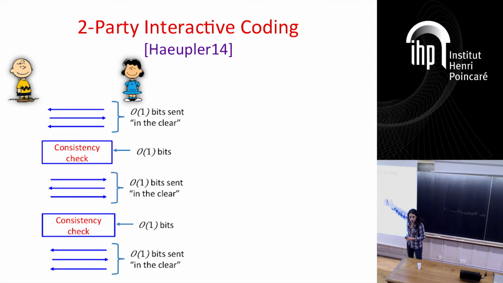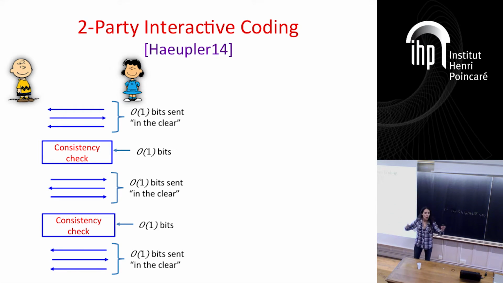In the work with Zvika, we did a small chunk using a tree code. But in Hoppler, it's only a constant number of bits. You can just do it in the clear. Don't encode anything. Just send a constant number of bits in the clear as is, and then check that you're consistent. You record these bits, you send a small hash, you make sure you're on the same page. If so, you continue, you send a few bits, and then you check that you're on the same page. If so, you continue, and so on.